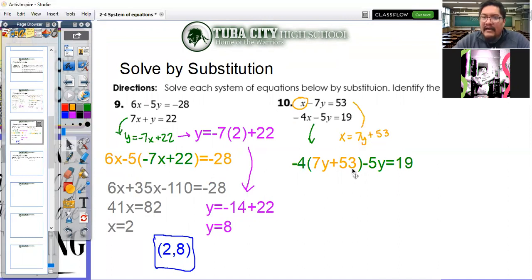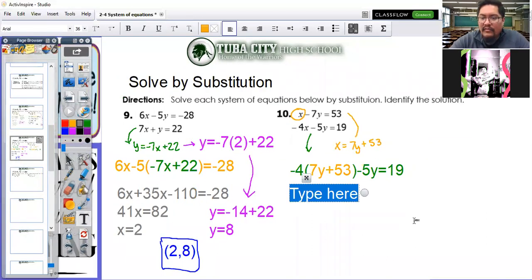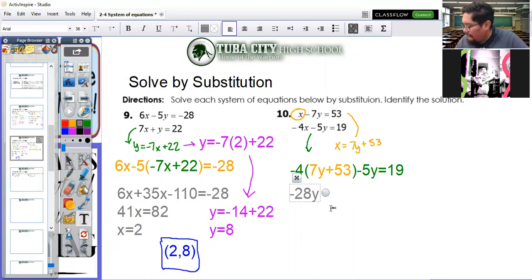All right, so anyway, now, again, I put this one into that one. So there's my bottom equation, plug that in there. Now I should be able to get this solved. And again, I'm just gonna go ahead and do the normal stuff. So negative 28y, and then 4 times 53. It's gonna be 212. Minus 5y equals 19.